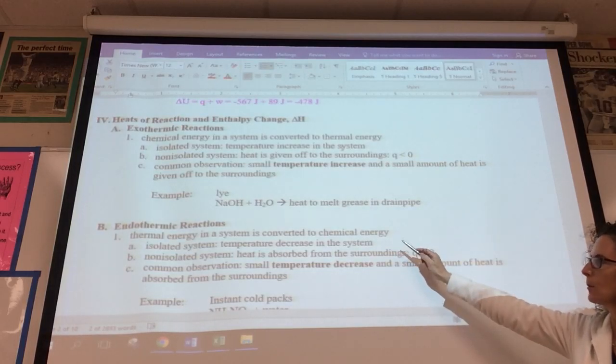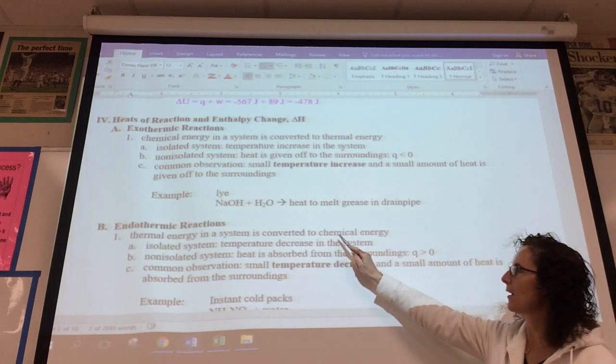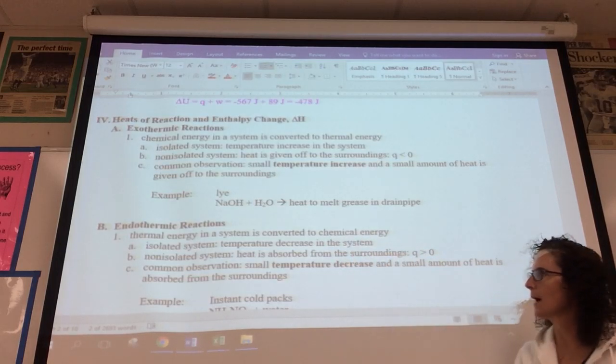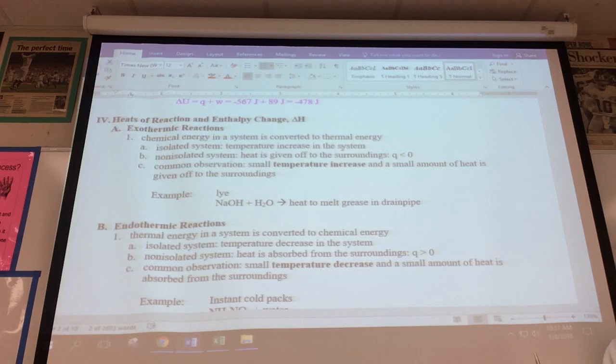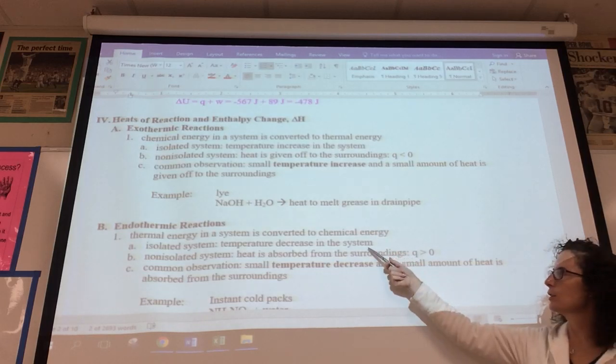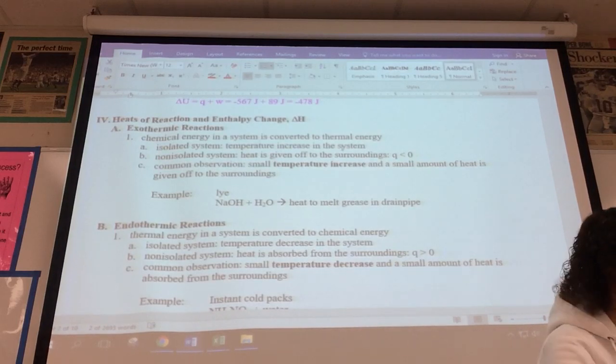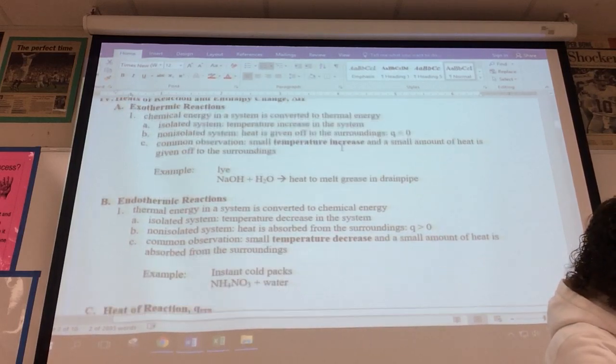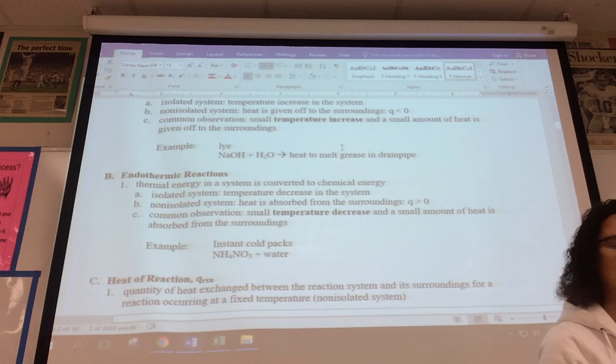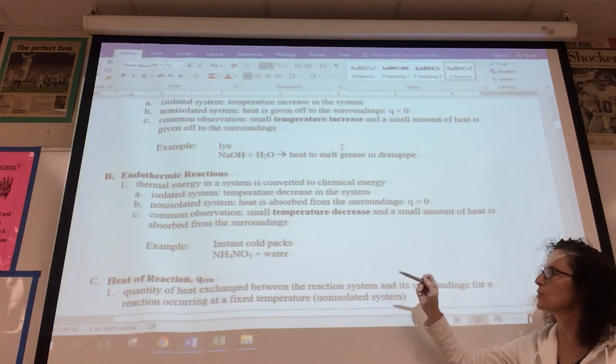In an endothermic reaction, the thermal energy now is going to be converted to chemical energy. Now what you're going to measure is a decrease in temperature in the system, regardless of the type of system you have. You're going to measure a small temperature decrease.